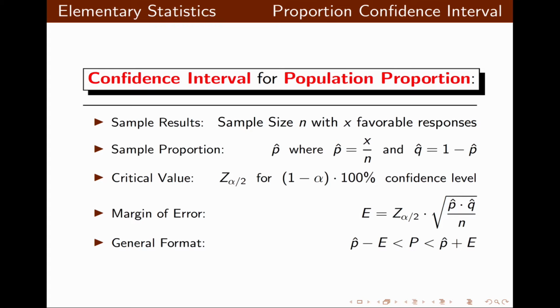Then we're going to use the general format for the confidence interval for population proportion, which is p hat minus e and p hat plus e. And finally, we're going to simplify this answer and round it to 3 decimal places.